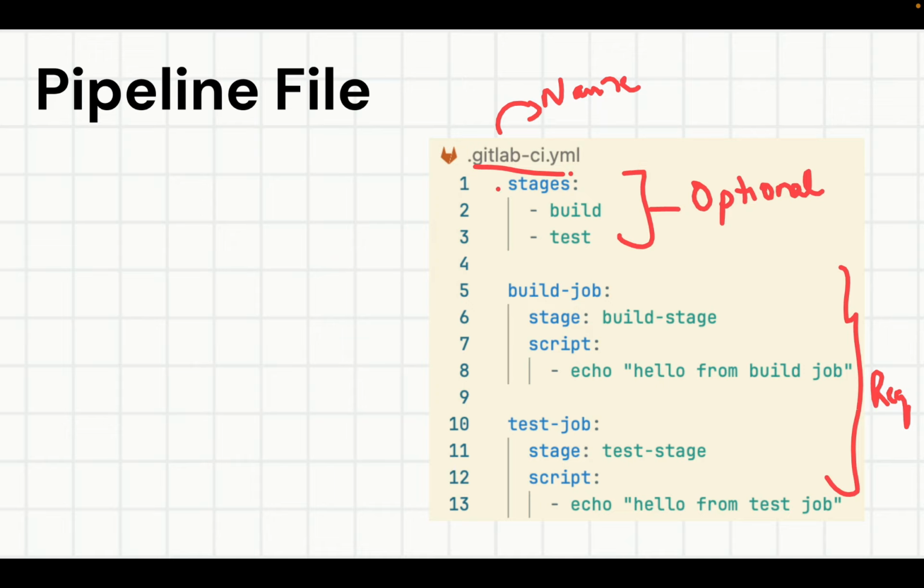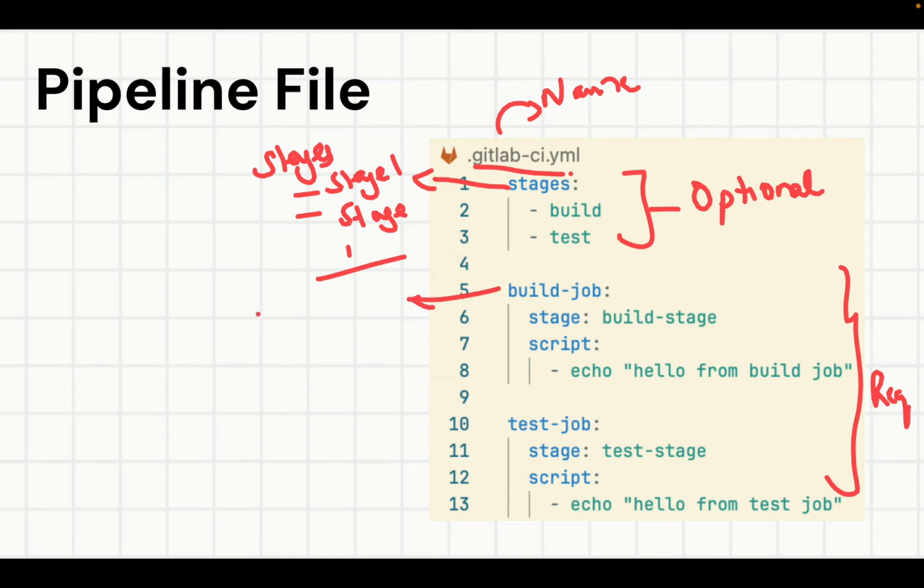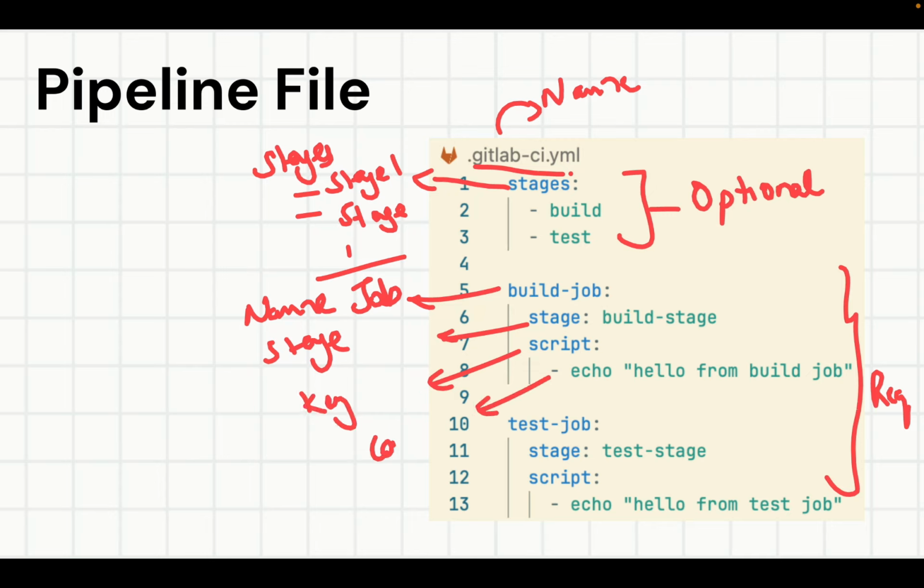Then you have to provide stages. The stages keyword is available, and then in array form you have to declare them. These are the different stages: stage 1 or stage 2. You can declare n number of stages as per your requirement. Then you start working on the job. This is the name of the job, and then it specifies which stage you are working on. Then script is the keyword that holds the commands.